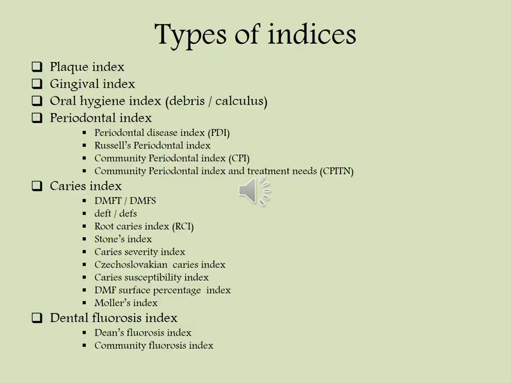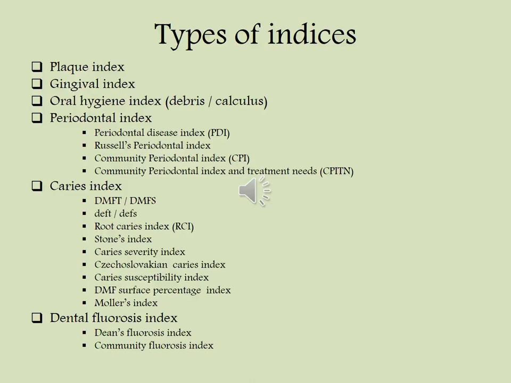The indices can also be categorized depending upon for what purpose these indices are used. They may be classified or grouped as plaque index, gingival index, oral hygiene indices, then different periodontal indices. These are periodontal disease index, Russell's periodontal index, community periodontal index, community periodontal index for treatment needs, then caries indices used for the assessment of caries status of the patient.